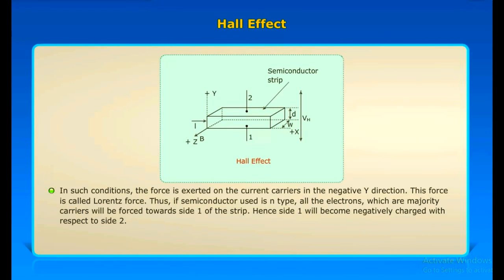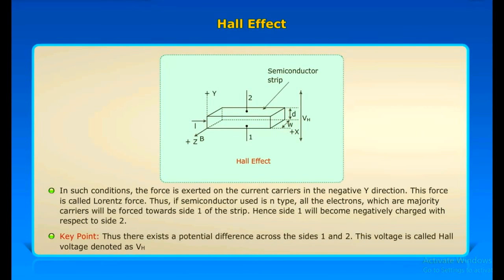Thus, if the semiconductor used is N-type, all the electrons which are majority carriers will be forced towards side 1 of the strip. Hence, side 1 will become negatively charged with respect to side 2. Thus, there exists a potential difference across the sides 1 and 2. This voltage is called Hall voltage, denoted as Vh.